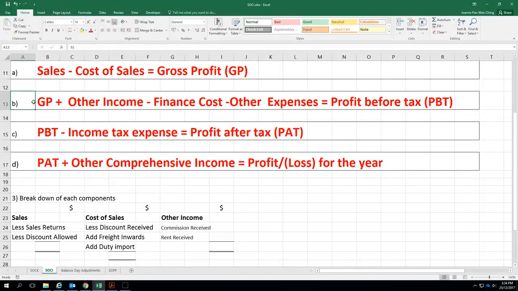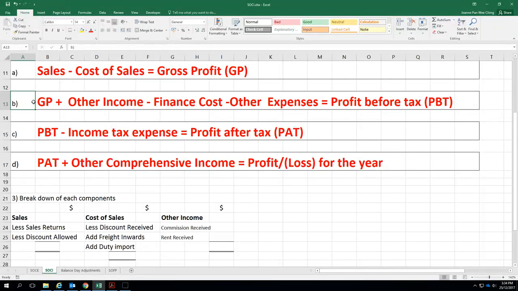Gross profit add other income. Now, the question would be, why would you say other income? Because the main income for businesses would be the sales, which is sales of goods or providing of services. That's why it's called other income.